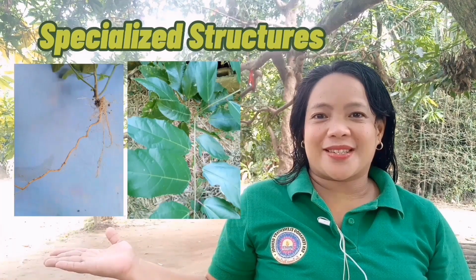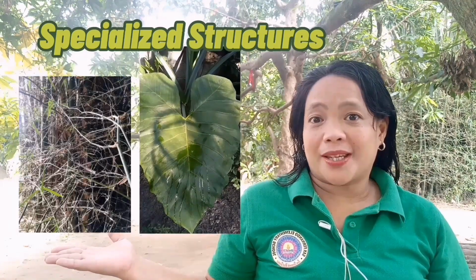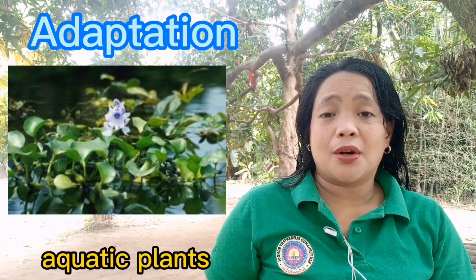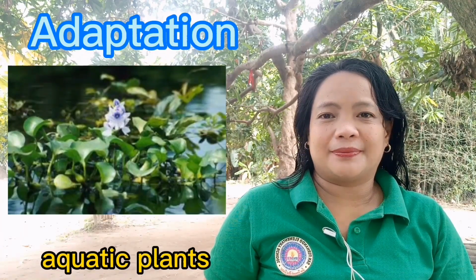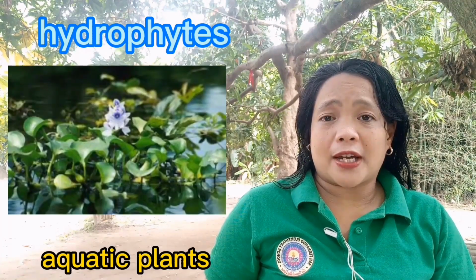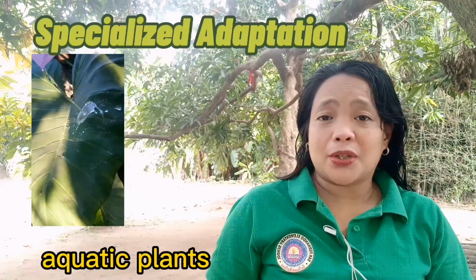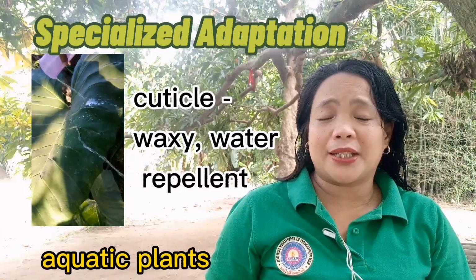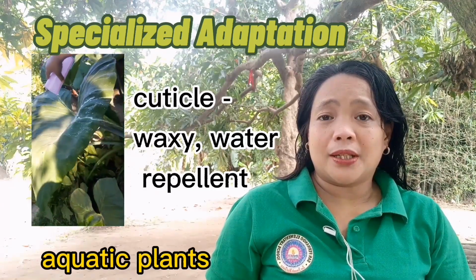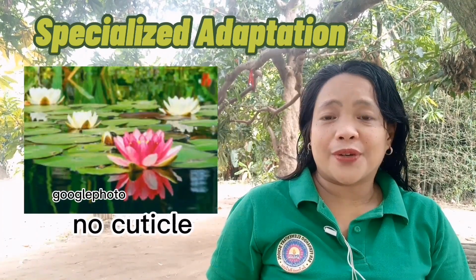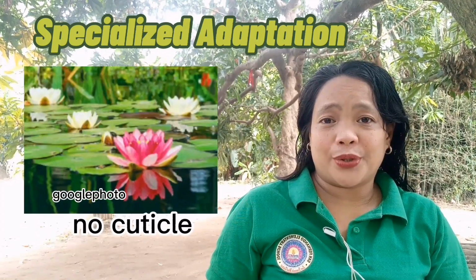Look at the pictures. What can you say about the picture? Aquatic plants require a special adaptation for living submerged in the water or at the water surface. These aquatic plants are referred to as hydrophytes. One of the specialized adaptations of aquatic plants is a thin cuticle. Cuticles primarily discourage water loss. Thus, most of the hydrophytes have no cuticle.